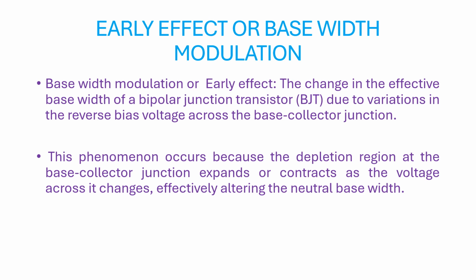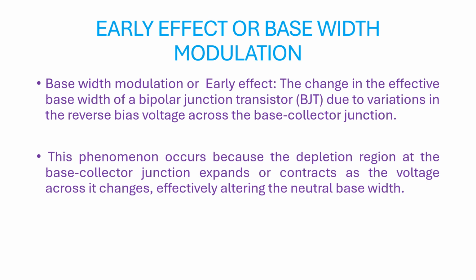Another concept we have seen in the input characteristic, the graph drawn between input voltage and input current when output voltage is kept constant: base width modulation, the early effect. The early effect is also called base width modulation. The name itself indicates the width of the base changes. Modulation means change. Why does it happen? Whenever the output junction is in reverse bias, the width of the depletion layer increases, and the base width decreases.